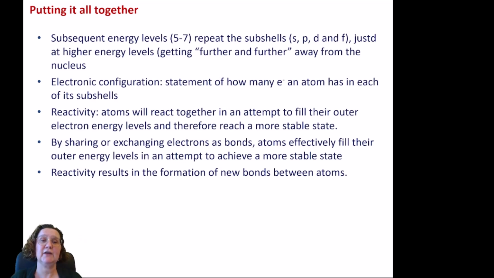When atoms react, they react to try to fill these outer energy levels to reach a more stable state, and the aim of the atom is to try to stop reacting. So it keeps reacting until it finds an electronic configuration of all those electrons that is as stable as possible. So by sharing, exchanging electrons, by making bonds, atoms try to fill those outer energy levels in an attempt to achieve a more stable state. And that's how reactivity comes about.